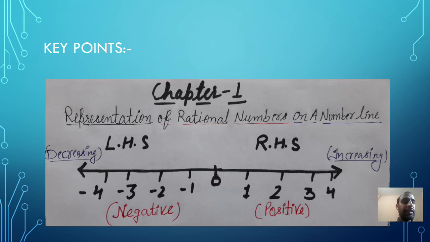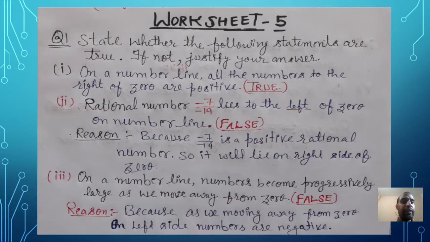So let's take an exercise to start this concept. We have here worksheet number 5. Question number 1. State whether the following statements are true. If not, justify your answer. So we have been given some statements. We need to find out if the statement is true, then okay. If not true, then we need to give a reason.